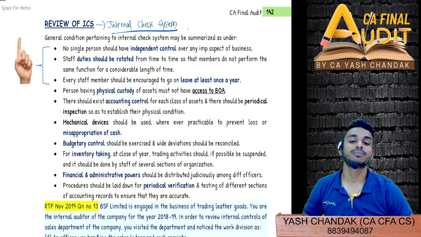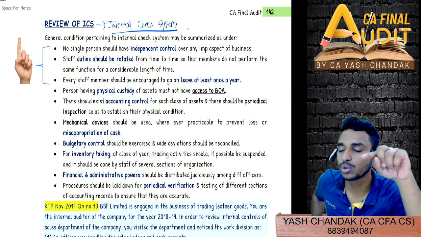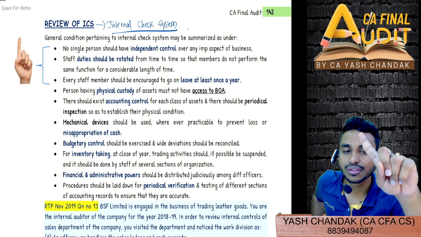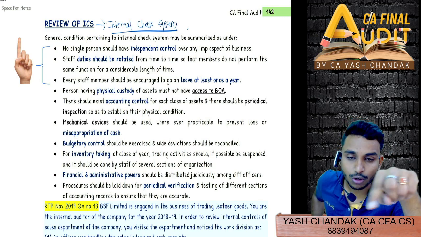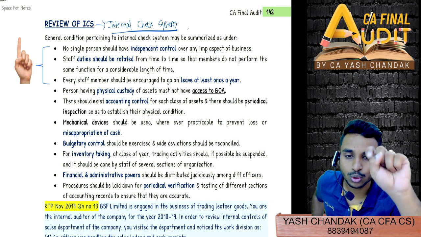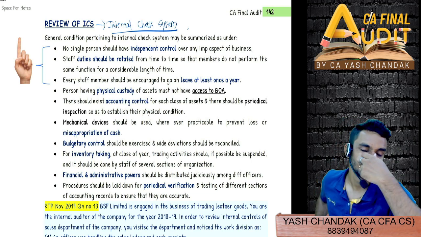So are you getting it? I used my first finger to recall all the points. The first one was no single person shall handle the transaction from start to end. Rotation of duty from time to time without giving any previous notice. Employees should be encouraged to go on leave at least once in a year.